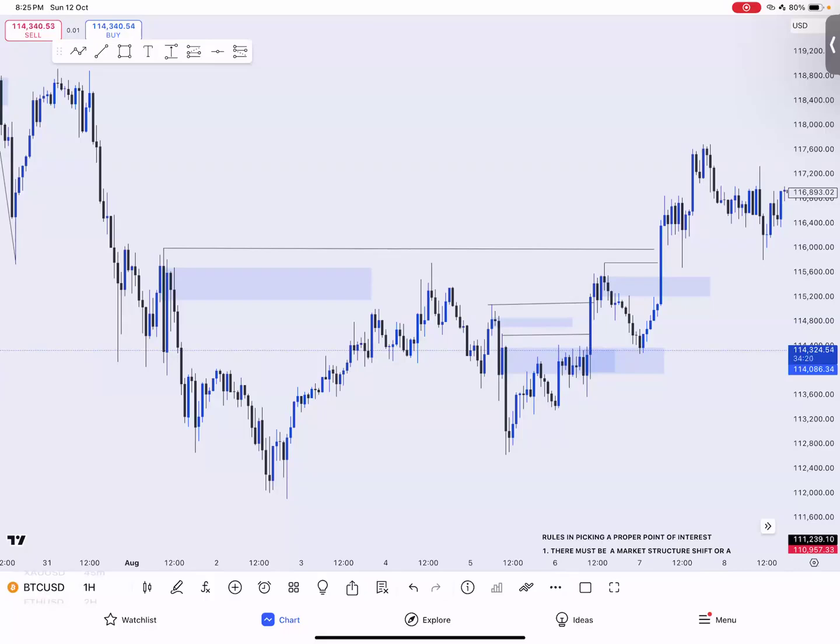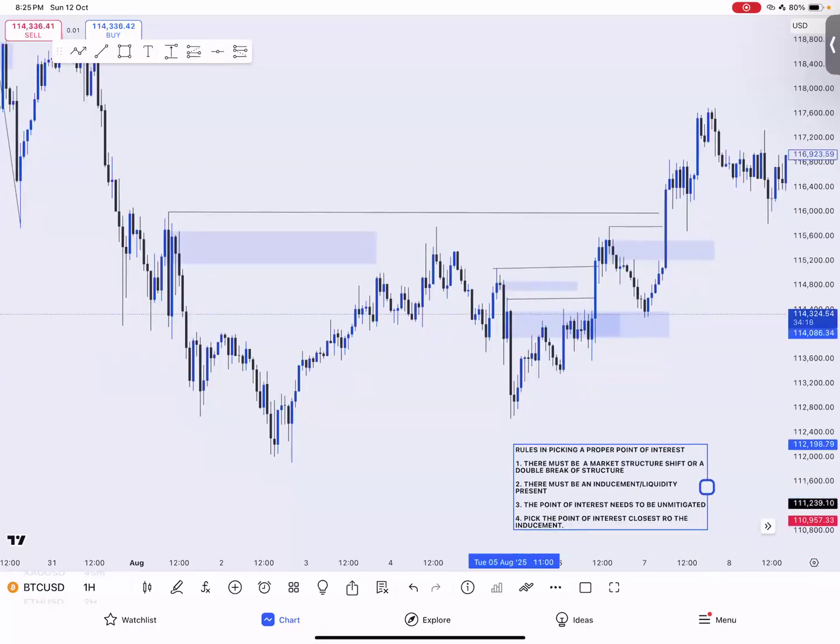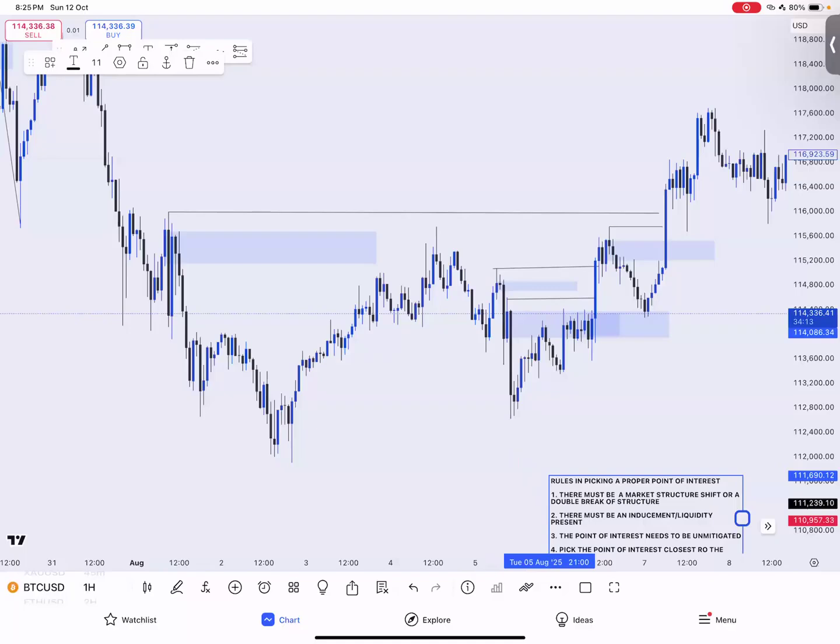So the first rule says there must be a market structure shift or a double break of structure. Like I said, the strategy is nothing without structure. And then when it comes to trading structure, we only pay attention to two things. We must either see a market structure shift or we have to see a double breakout structure. Meaning that you don't look for a POI, you don't look for anything at all. You don't even look for inducement until you ensure that you have seen either a market structure shift or a double breakout structure.